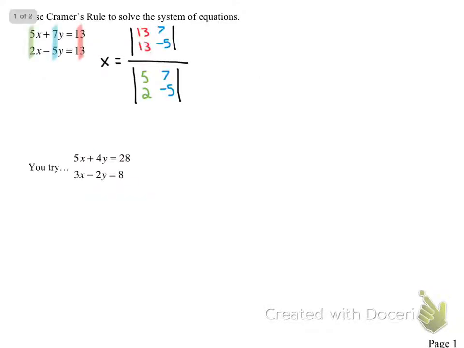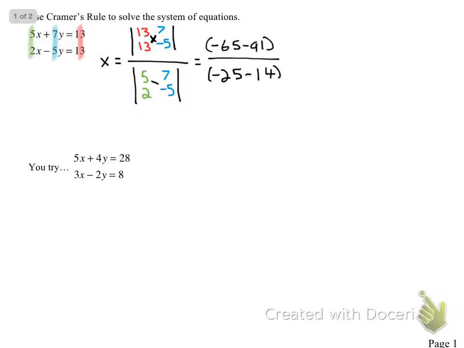First example. As you can see, for x, the denominator is 5, 2, 7, and negative 5. I like to call that my x column is 5 and 2. My y column is 7 and negative 5. Well, in the numerator, I'm replacing the x column with the two solutions, 13 and 13. Y column remains the same.